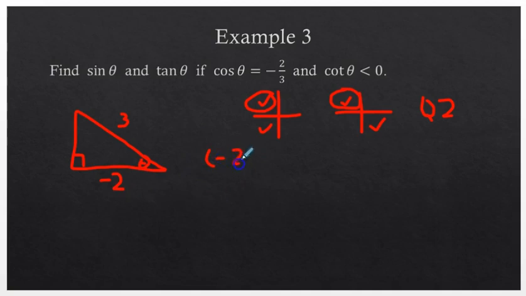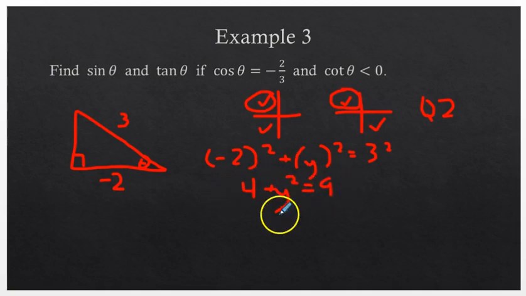So -2 squared plus y squared is equal to 3 squared. Well, -2 squared is 4, and 3 squared is 9. If I subtract 4 from both sides, I would have 5, and then take the square root. So I'm going to get the square root of 5 for this side.